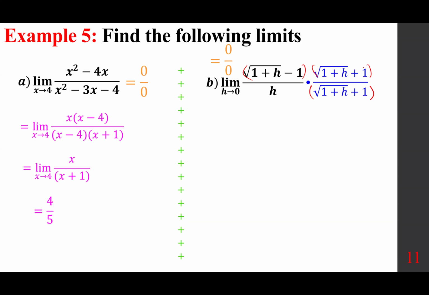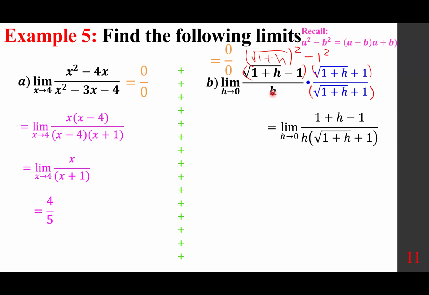So now, again, remember, a minus b times a plus b is a squared minus b squared. And we are going to use the same thing here. And so I'm going to write the square root of 1 plus h, squared, minus 1 squared for the numerator. And we never touch the denominator because h is approaching 0. That's the problem we want to get rid of. And so 1 plus h comes out, minus 1, 1 and -1 cancel each other.